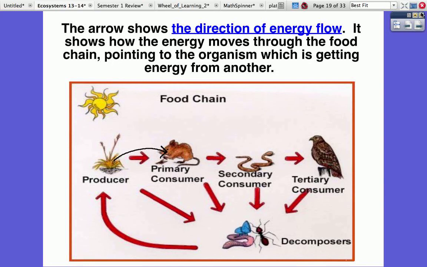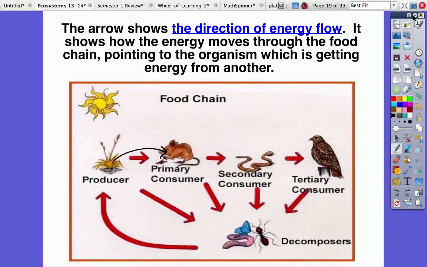Whenever we have food chains, we draw our arrows in particular ways. The arrow will always show the direction the energy is moving, and only that, the direction of energy flow. So that means energy is going from the producer to this mouse, which means the mouse is eating the producer. Energy is going from the mouse to the snake, which means the snake is eating the mouse. And from the snake to the bird, which means the bird is eating the snake.